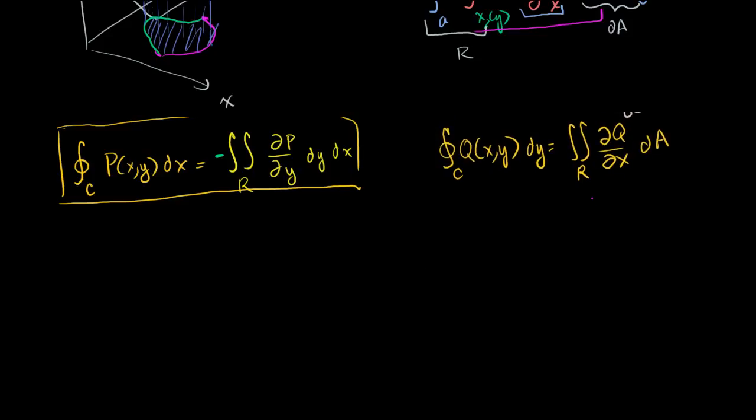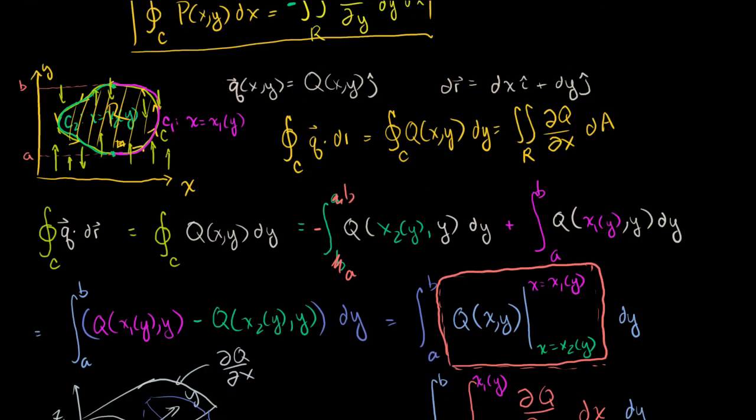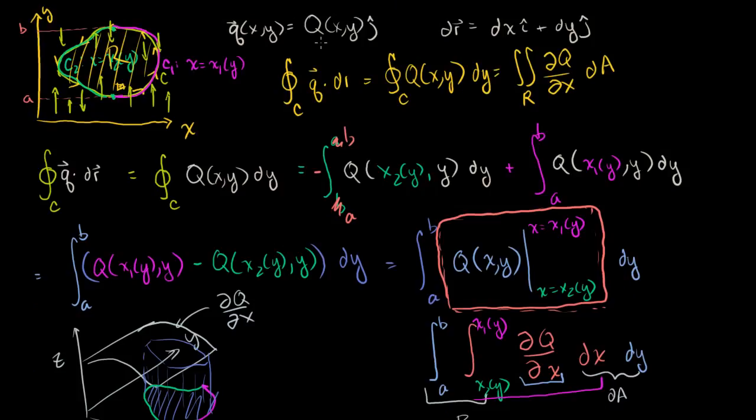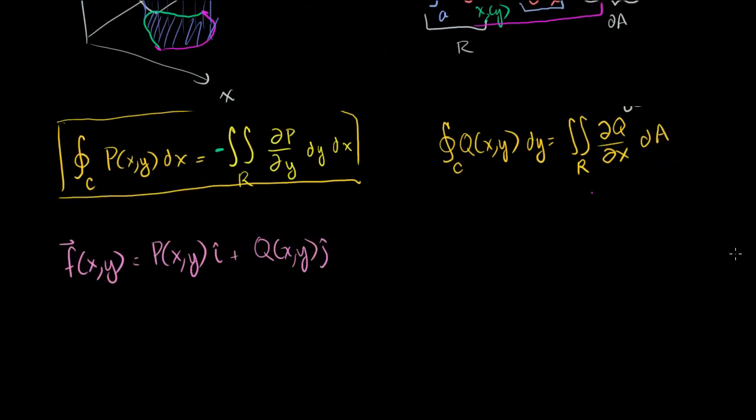Now, let's think about an arbitrary vector field. I'll do it in pink. Let's say F is a vector field defined over the xy plane. And F is equal to P of xy i plus Q of xy j. You can almost imagine F being the addition of our vector fields P and Q that we did in the last two videos. Q was this video, and we did P in the video before that. But this is really any arbitrary vector field.